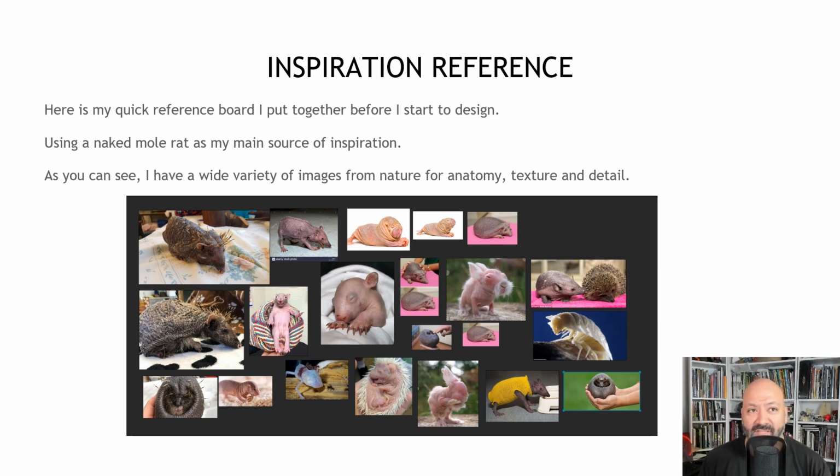I tend to use a naked mole rat right here as my main source. And that led me to finding other things like wombats, hedgehogs, and other hairless animals to help me find those attributes I wanted on the skin, and how saggy it is and how translucent it is. But as you can see, I have a wide variety of nature images. They inform me about anatomy, texture, and detail.